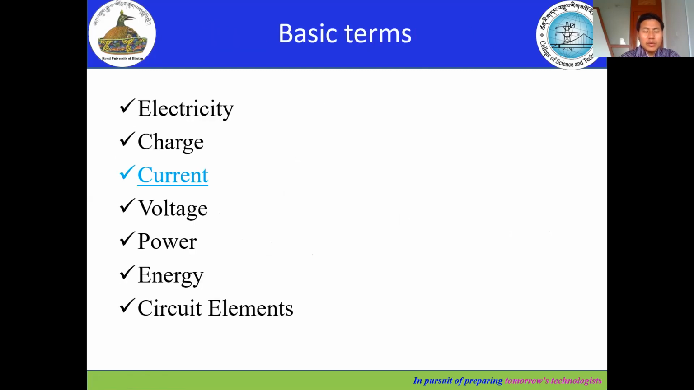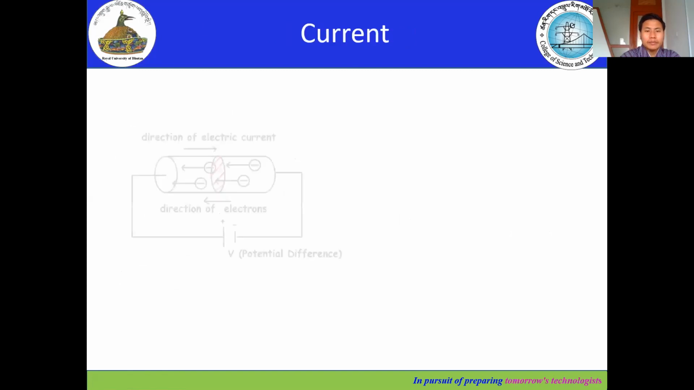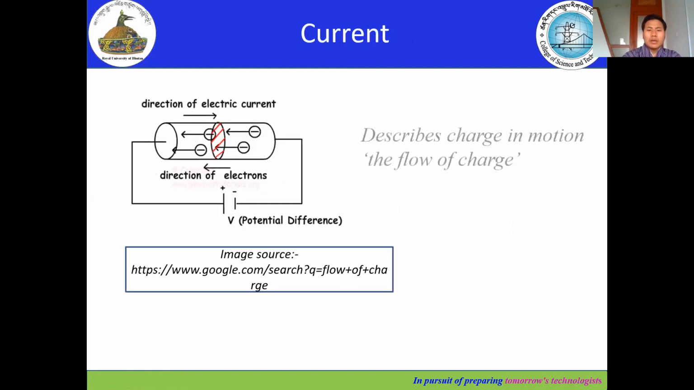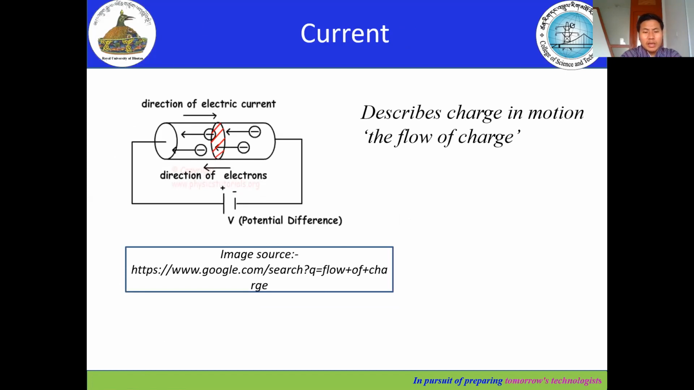The third terminology is current. I've retrieved this image from this link, so you can also have a look for more images for better understanding. Looking at this image, there's a flow of electrons from negative to positive, and the direction of electric current is from positive to negative. Remember that the flow of electrons and the current are in opposite directions.